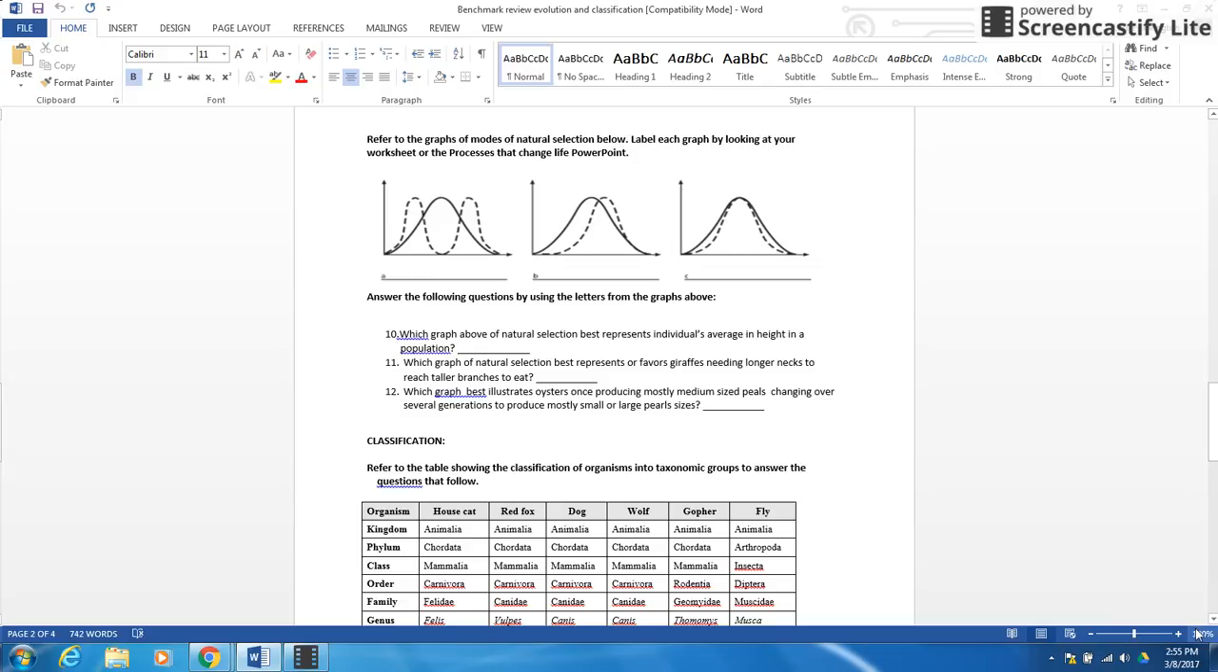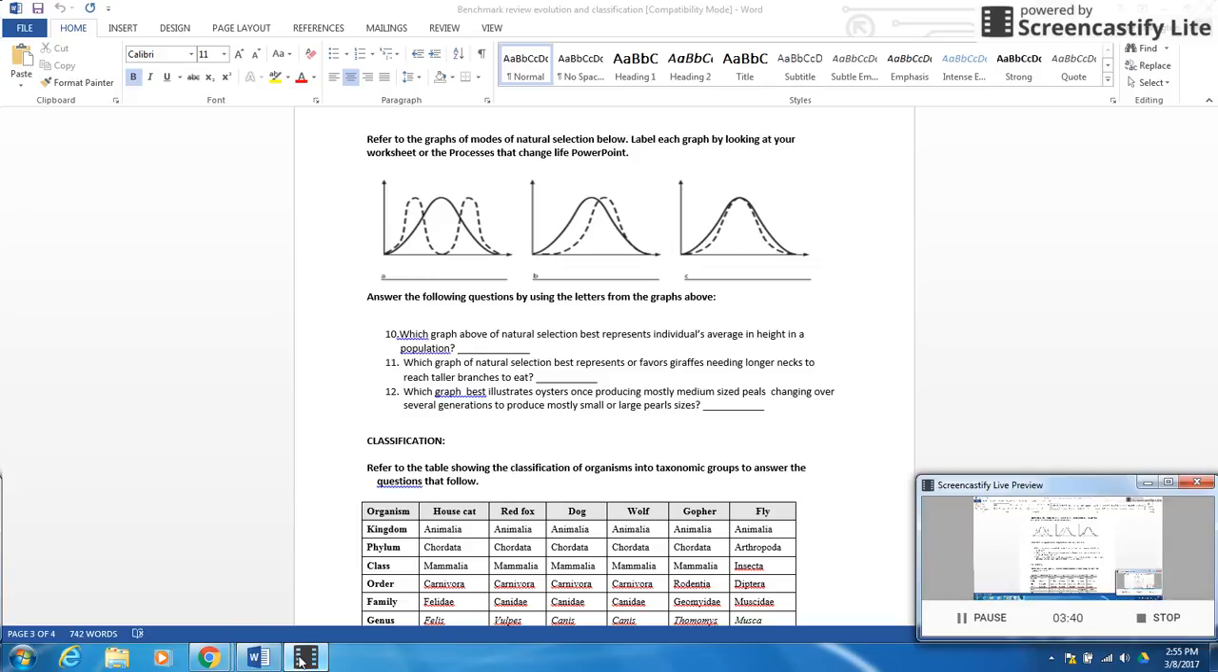All right, another thing that we really didn't go over was looking at the evolution charts. Now, the big one that I want you to remember is disruptive evolution. This is disruptive. The hills are disrupted. Directional goes in one direction. Everything's moving to the right. And then you have stabilizing. It's stable. It's not moving anywhere.